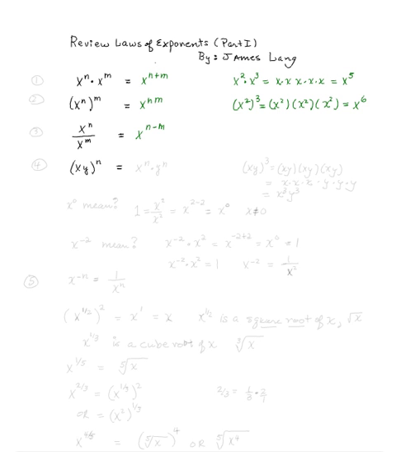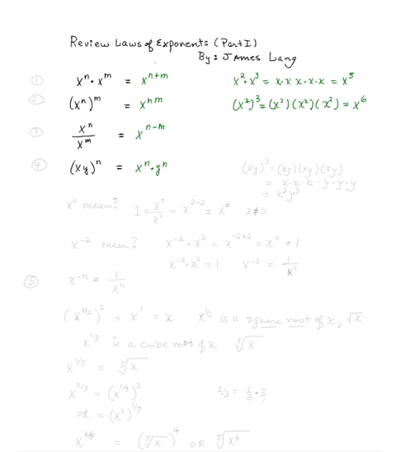That's 3 of the laws. The other one's a little bit different in that you don't have the same base. You have an x and a y base, and we're going to raise that to the n power. And the law for that is that you can raise x to the n power and you multiply by y to the n power.